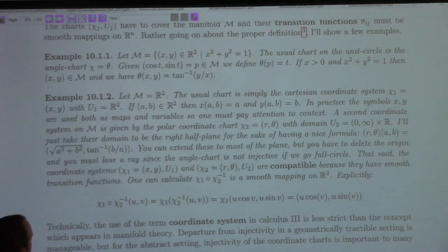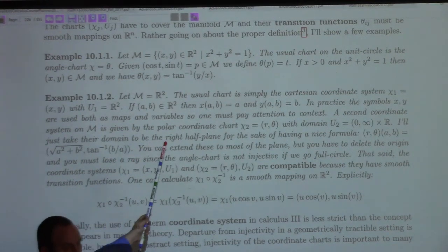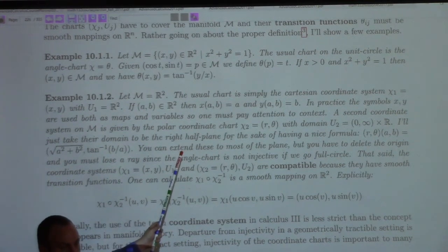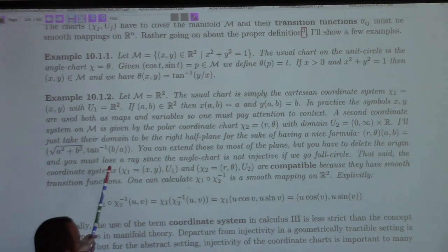All right, another example would be the plane. The plane, of course, has the usual Cartesian coordinate system. That's a global coordinate system. But you might also notice that the polar coordinate chart with the appropriate restrictions is also a coordinate system. The question then is, is the polar coordinate system compatible with the Cartesian coordinate system? And to answer the question, yes, it is.